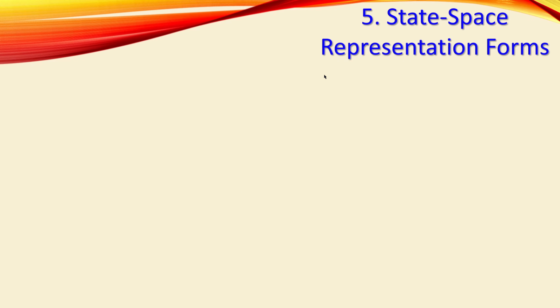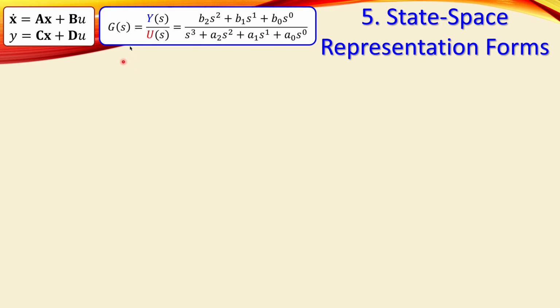All right. Let's also look at the final topic, which is our state space representation forms. Now we know we have this state space representation in a general form. So we have x dot is equal to Ax plus Bu, and our output y is Cx plus Du. If this is the general expression for, let's say, a third order system, with a second order polynomial in the numerator and a third order in the denominator, we have the following forms.